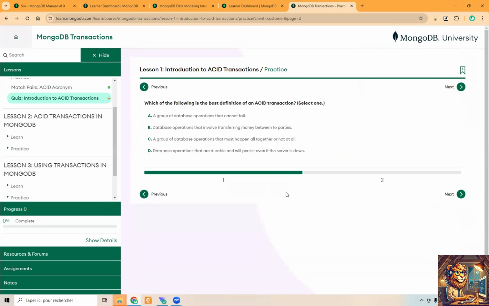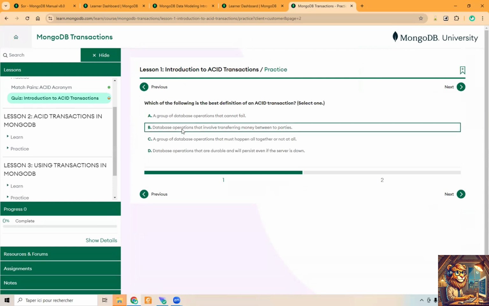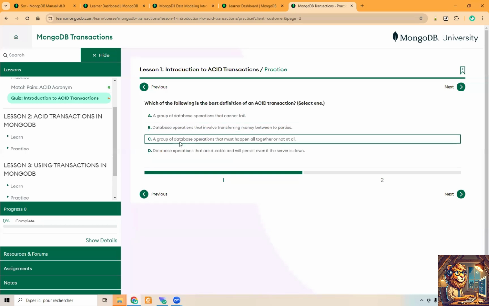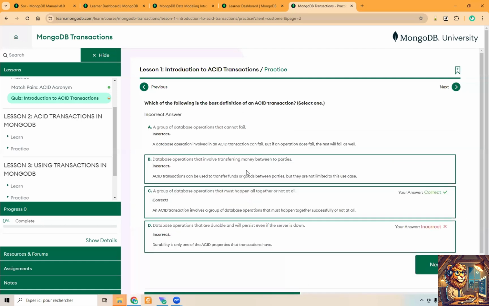Which of the following is the best definition of an ACID transaction? A group of database operations that cannot fail. Okay, that's not true because it can fail. Database operations that involve transferring money between parties, so it's not the only use case you can use it for. A group of database operations that must happen all together or not at all. That's right. Database operations that are durable and will persist even if the server is down. Okay, that's right as well.